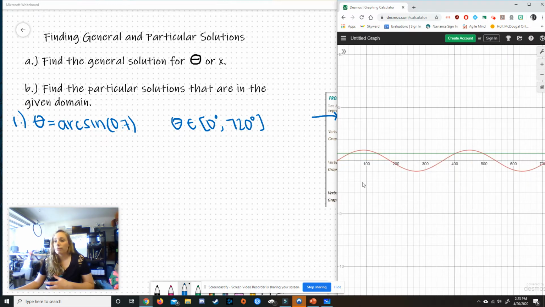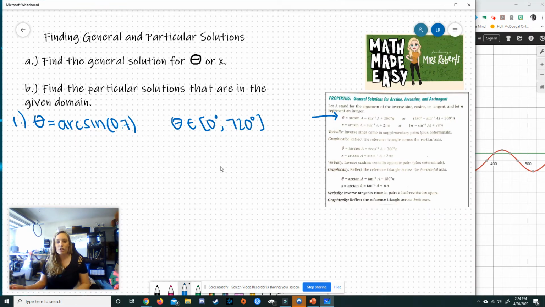So everywhere this crosses is a particular solution. At 44.4 degrees, sine equals 0.7. At 135.6 degrees, sine equals 0.7. At 404.4 degrees, sine equals 0.7. And at 495.6 degrees, sine equals 0.7. And so that is what we are searching for. That's really good information to have.